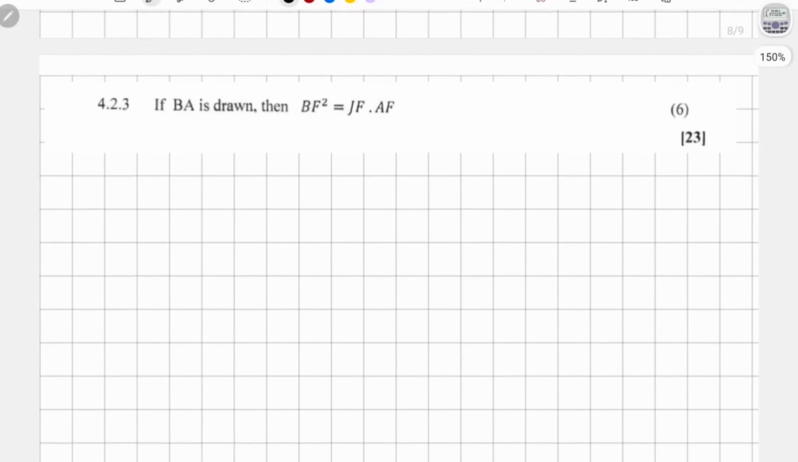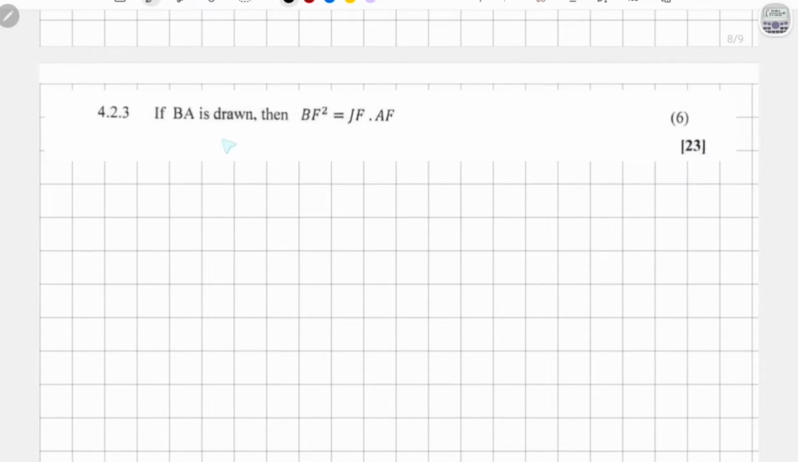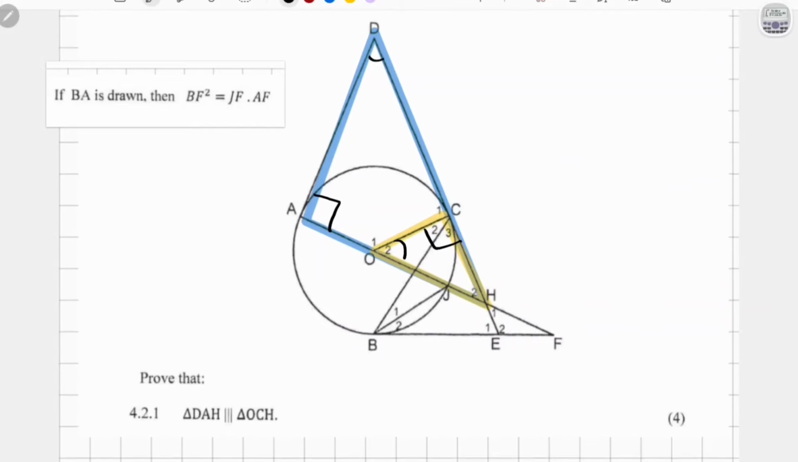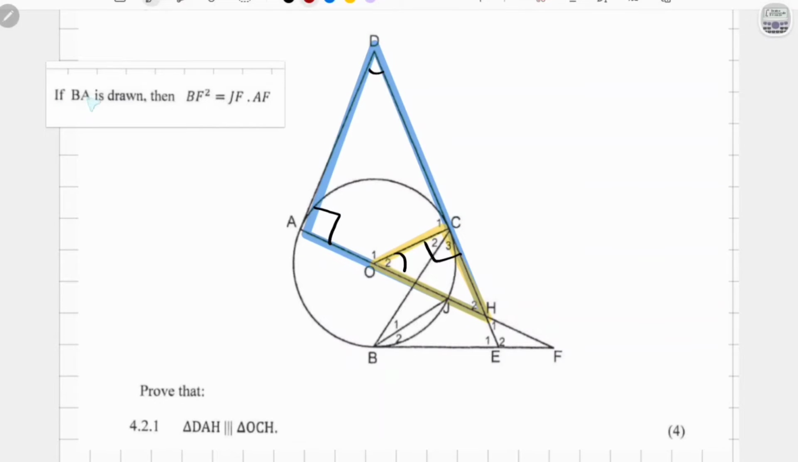Okay, so question 4.2.3 says, if BA is drawn, then FB squared is equal to JF times AF. Okay, so let me pin this to the top so that we can see which size they're speaking about. Okay, so if BA is drawn, so let's actually draw BA. BA is like that. So if BA is drawn, you need to prove that FB squared is equal to JF times AF.